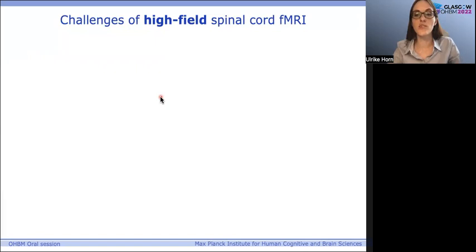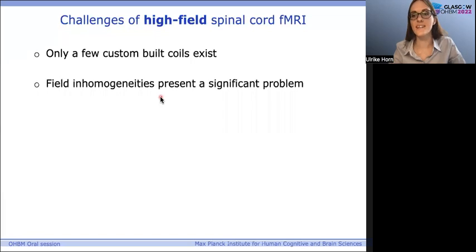And I'd just like to point out a few here in the case of 7T spinal cord fMRI. First, there is no agreed upon coil design, and only a few custom-built coils exist. Second, field inhomogeneities present a significant problem, both at large and small spatial scales, such as the rapidly occurring differences of tissues with different susceptibility. And third, and this is an example I want to highlight, the impact of physiological noise is increased.